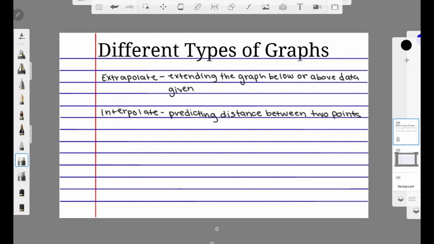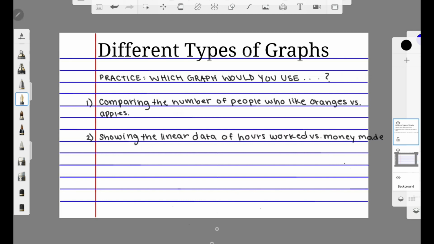Now for some key vocabulary terms. To extrapolate is if you were to extend the graph below or above the data given. To interpolate is to predict the distance between 2 points. Pause the video now and complete the practice, choosing which graph you would use in each scenario.